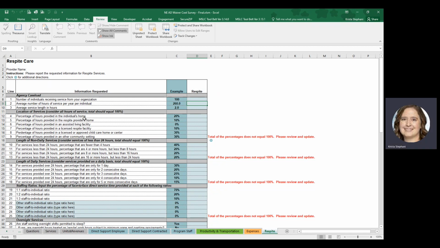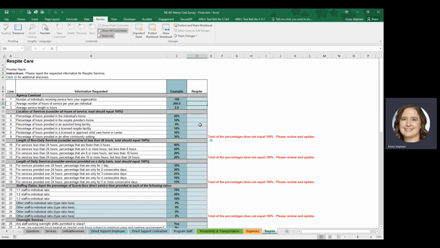We realize that all of this information may not be easily accessible or readily available, so we are asking you to provide your best estimate based on your knowledge of the services provided by your organization to complete this requested information. The first question asks, what is the number of individuals who received service from your organization for respite care during fiscal year ended 2021? Along with that, please indicate the average number of hours service per year per individual.